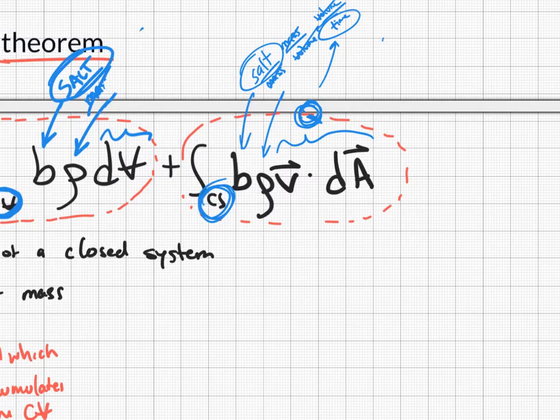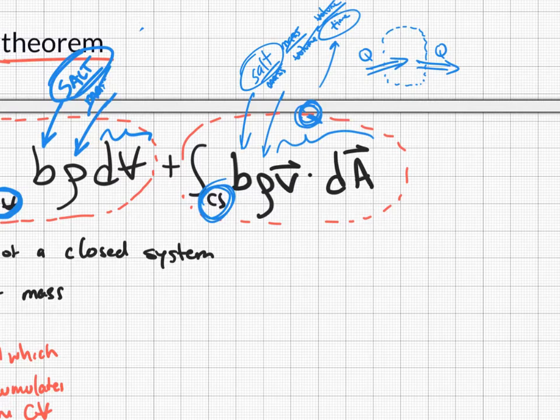Basically, if this is our control volume, and for whatever reason Q is coming in, and as it comes in it is bringing salt, then it's going to cause the total amount of salt to increase in the system. Conversely, of course, if Q were leaving, it would cause a certain amount of salt to leave. So that's the idea here.